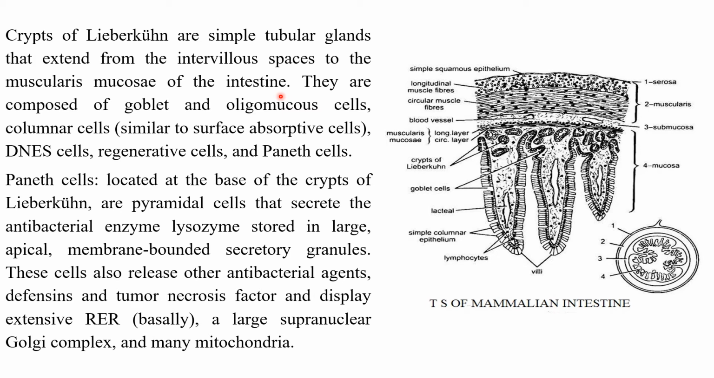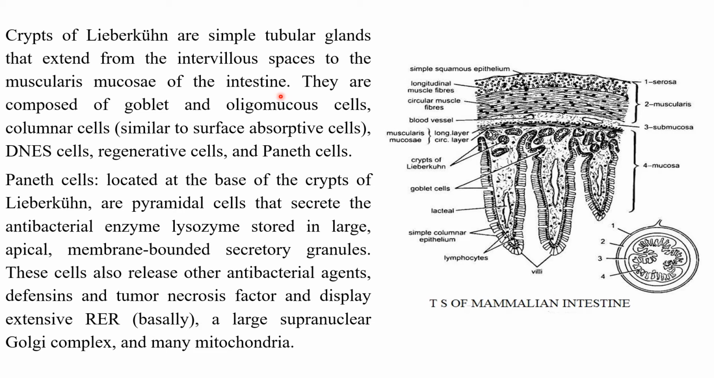They are composed of goblet and oligomucous cells, columnar cells, and these columnar cells are similar to surface absorptive cells, DNES cells, regenerative cells, and certain specialized cells called Paneth cells.